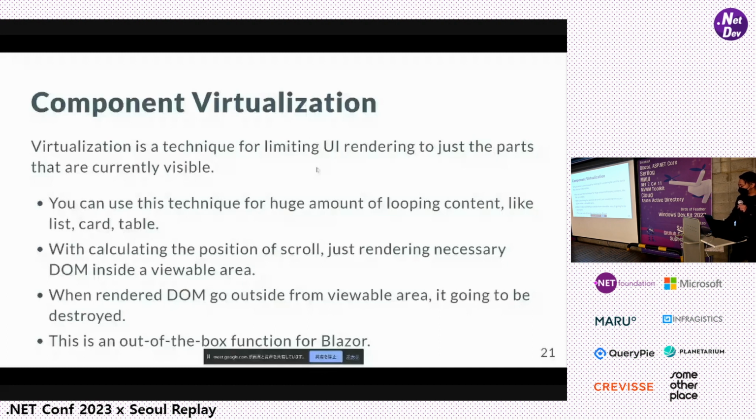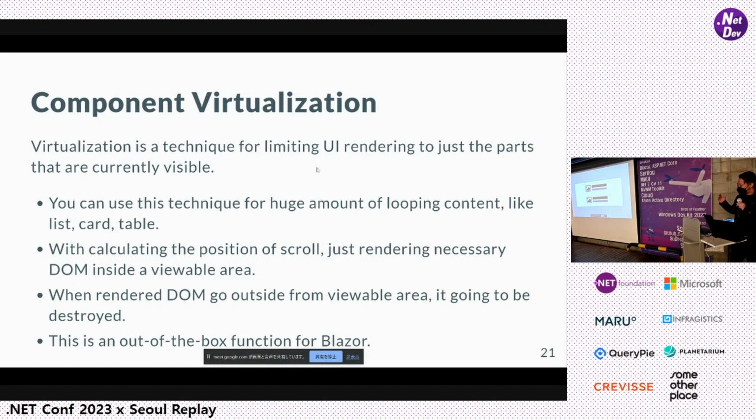Component virtualization uses a scroll bar to show all of the items in a single page, calculating the position of the scroll and rendering just the necessary DOM inside the viewable area. Then, when rendered DOM goes outside the viewable area, it is destroyed. This is an out-of-the-box function for Blazor, so you can use it so easily.